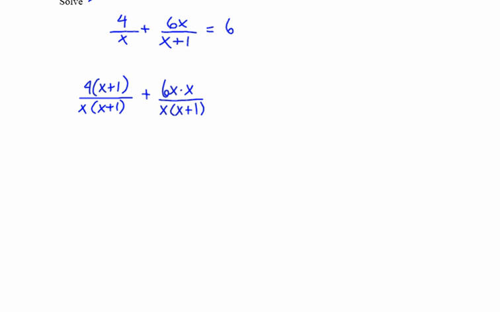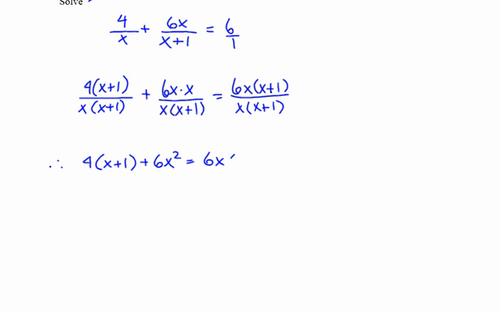Okay, 6x squared. And this guy, who is he missing from his denominator? Both of them, right? So we're going to multiply top and bottom by x times x plus 1. Do they all have the same denominator now? Yes. Because it's an equality statement and everyone has the same denominator now, we can therefore set just the numerators equal to each other. So therefore 4 times x plus 1 plus 6x squared equals 6x times x plus 1.